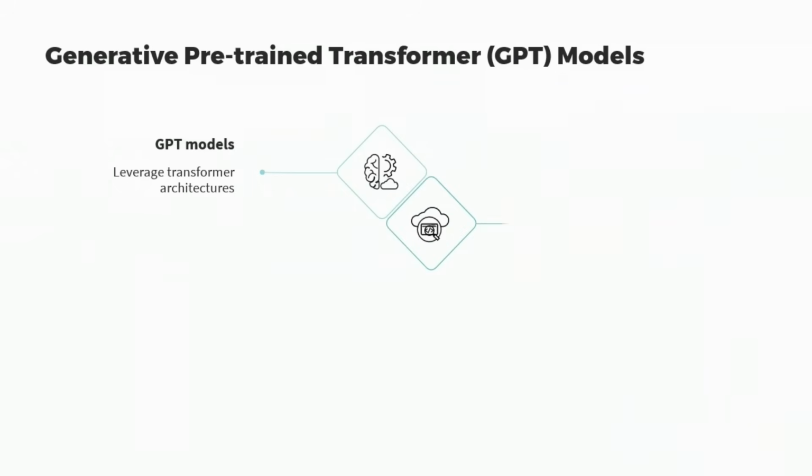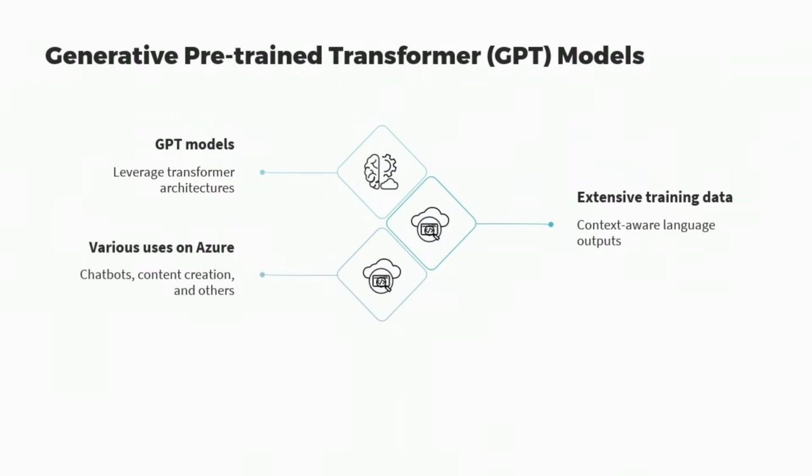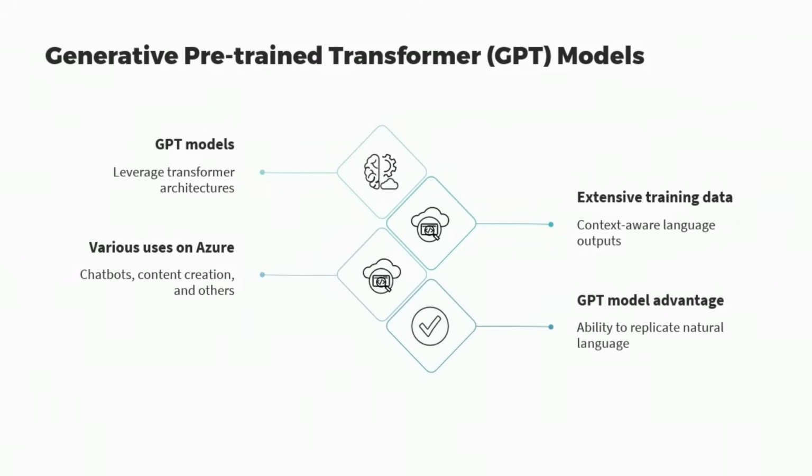Okay, let's start with the most popular and common generative pre-trained transformer GPT models. These models leverage the transformer architecture to generate human-like text. These models are trained on an extensive corpus of data and excel in producing coherent and context-aware language outputs. Within Azure Cloud, they're used for chatbots, automated content creation, translation, sentiment analysis, and many other tasks. The key advantage of GPT models lies in their ability to replicate natural language, enhancing user interactions.